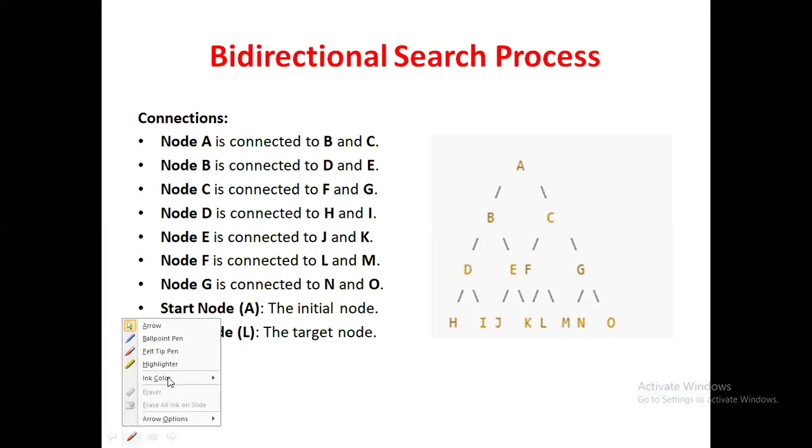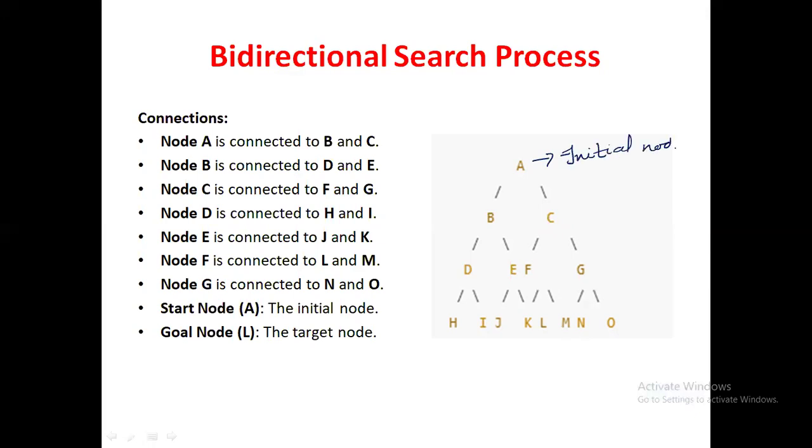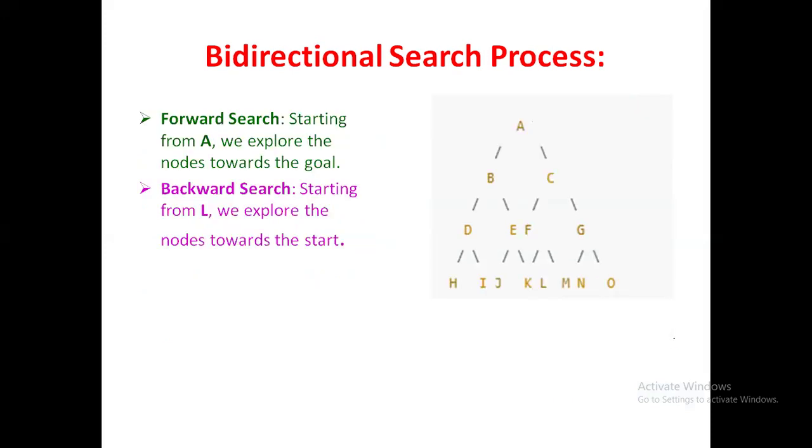So in this problem, the initial node is A. We are fixing L as the goal node, or otherwise another name, the target node. So from this graph, we are going to analyze the bidirectional search process. A is the starting node and the goal node is L, aiming to meet at a common node.